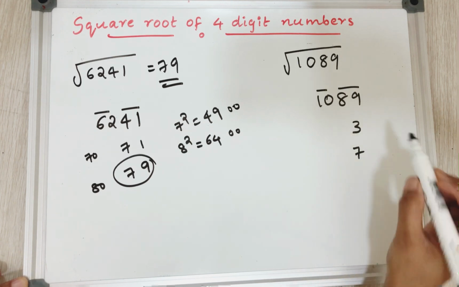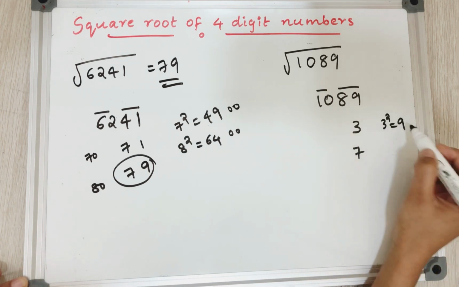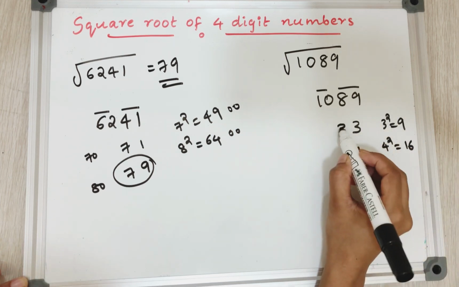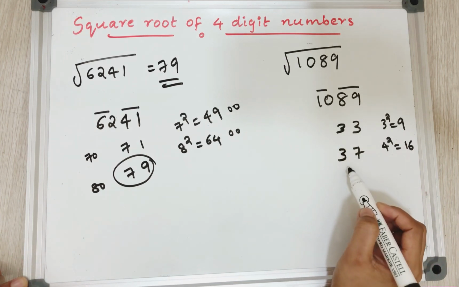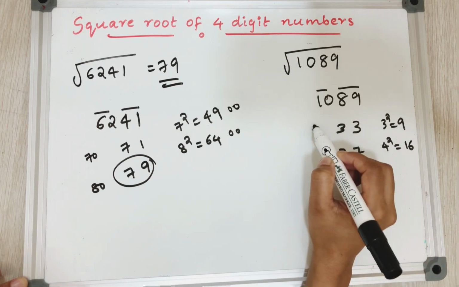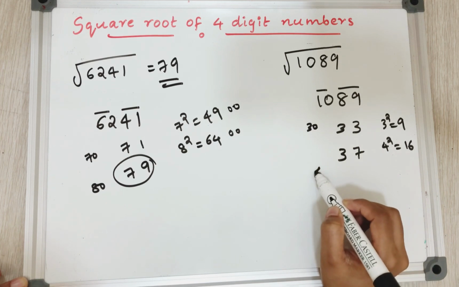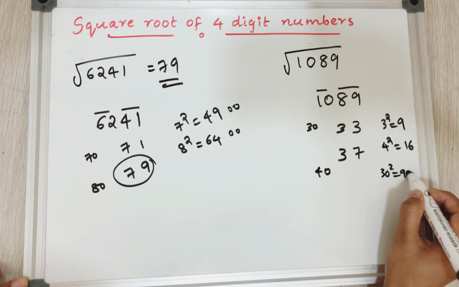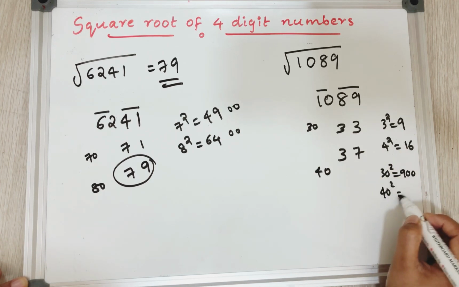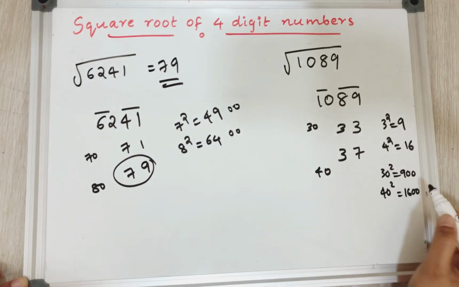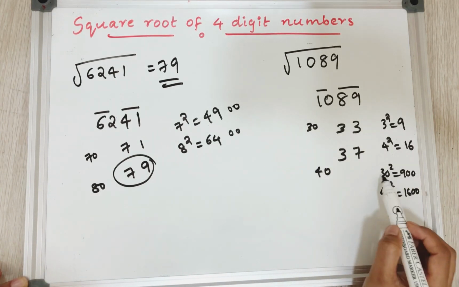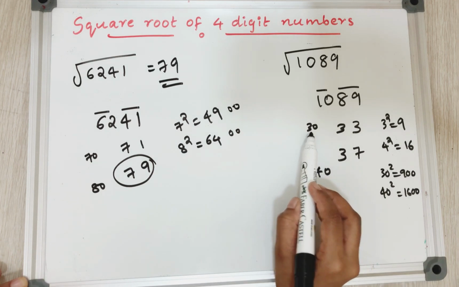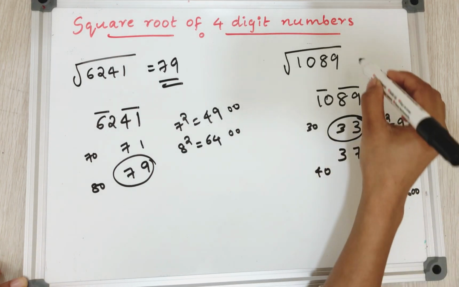It lies in between 3 square and 4 square. Choose the smallest one here. 3 is the smallest. Now we have two cases. So 33 is close to 30 and 37 is close to 40. Now 30 square is equal to 900 and 40 square is equal to 1600. See, 1089 is close to 900, that is 30 square, and 33 is close to 30. Therefore, our answer is 33.